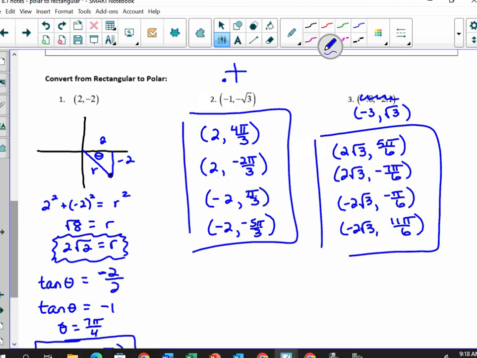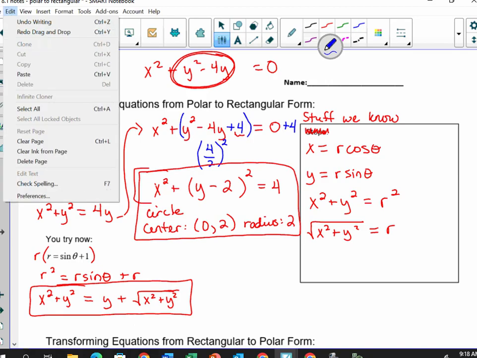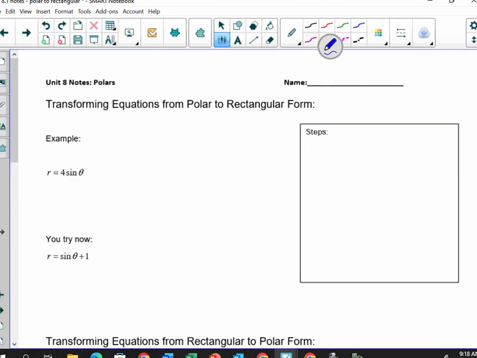Can you convert to not honors? Okay, this on yours says stuff we know, right? Does it? Yeah. Okay. We know. Not much. You don't know a whole lot yet. It's day 1 of polars, guys, so we should be able to fit everything you know in that little box.